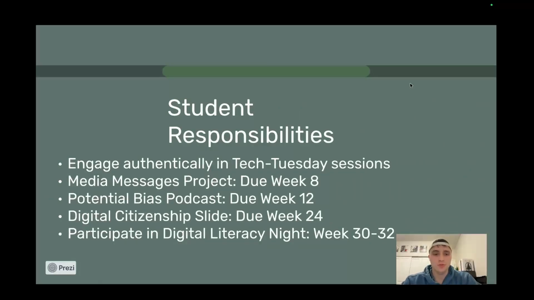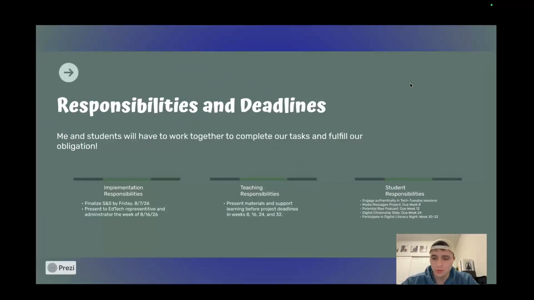As far as what my students are going to be participating in, I do need them to engage. I need them to be there and willing to learn and be a part of the process, as we all do. Oh, shoot, my bad.